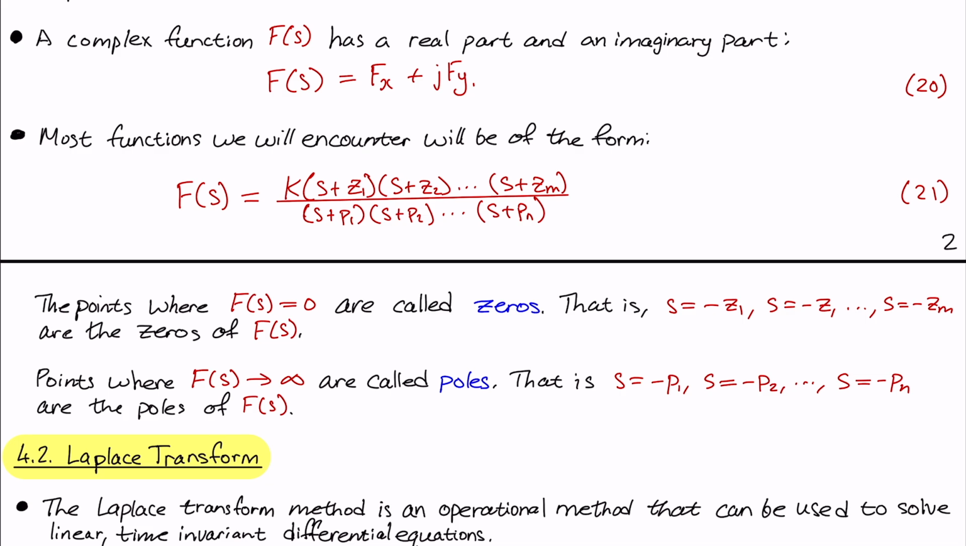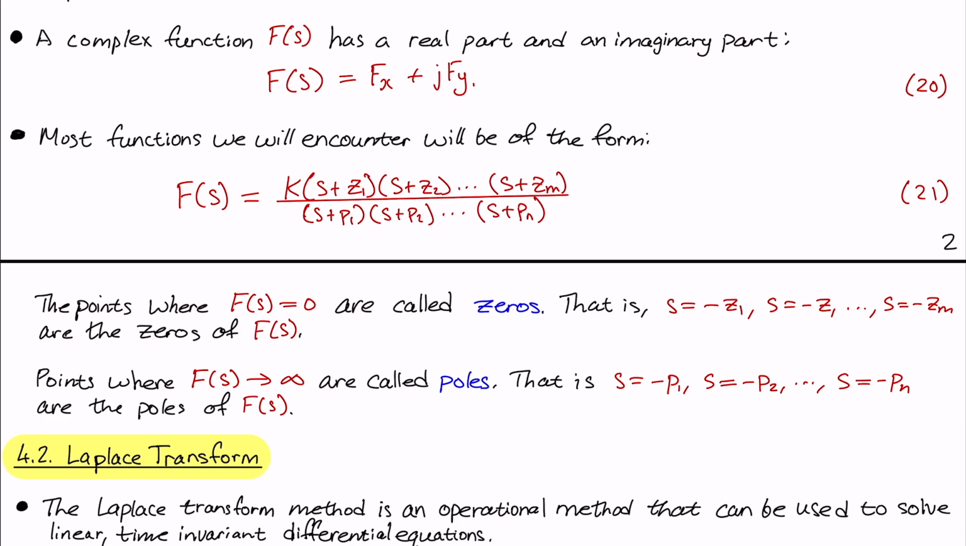And when we start dealing with the Laplace transform stuff, we will see where these show up. When we start applying the Laplace transform to solve differential equations or just dynamical systems in general, we'll start to see this pop up. Okay, so the points where this function F(s) is equal to 0 are called the zeros. And those are when s is equal to minus z1, s is equal to minus z2, all the way up to s is equal to minus zm. So all of those are called the zeros.